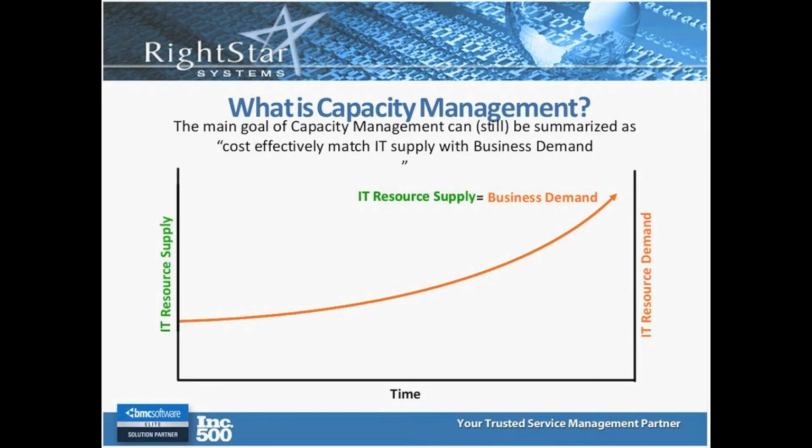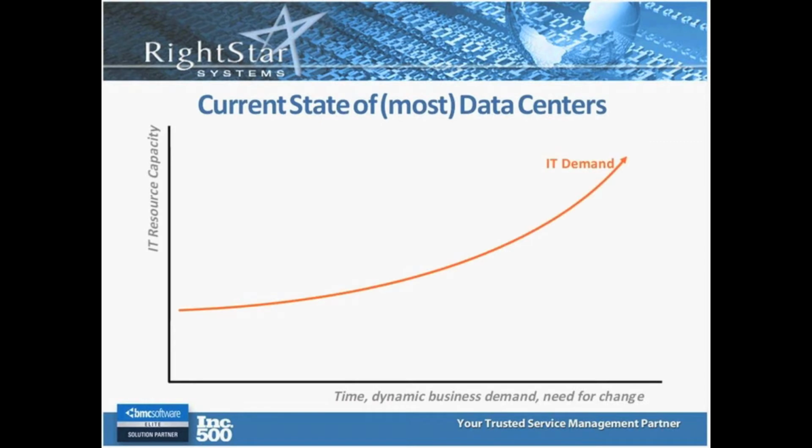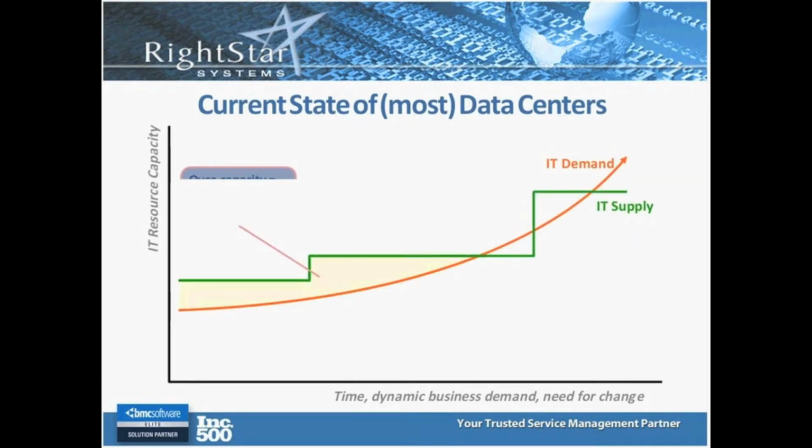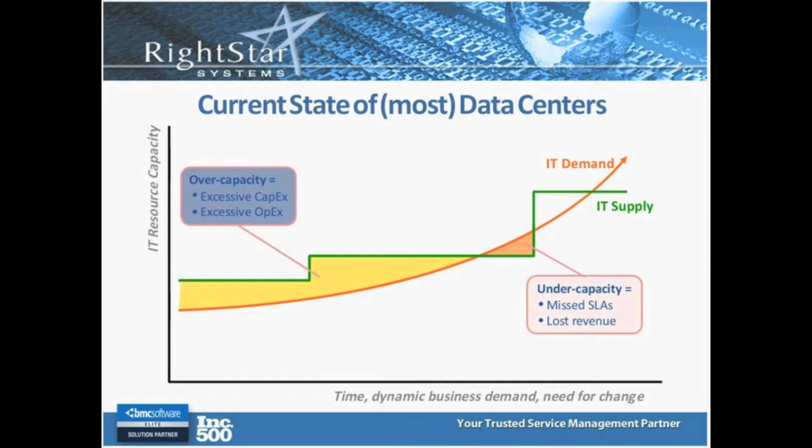So you're best utilizing what you already have deployed, and you're also effectively forecasting your future needs based upon what your business requirements are. While in theory it looks as simple as aligning two lines, in general the state of most data centers and most companies, small, medium, and large, is that they're either woefully over-provisioned, where their supply of IT resources greatly outweighs their demand, or they're under capacity, where they have a demand that's greater than the supply.